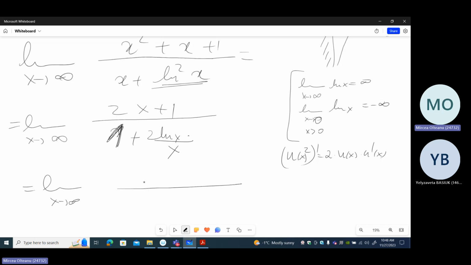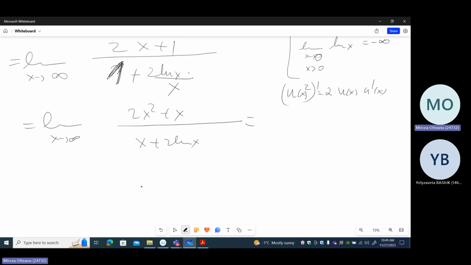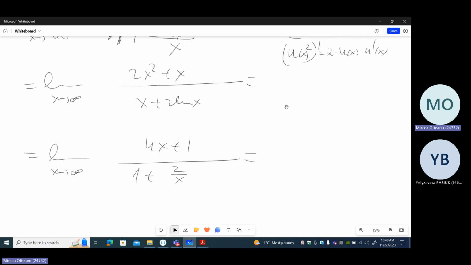I shall put the common denominator, which this one will be below. We have x plus 2 logarithm of x, and above we have 2x squared plus x. This is still infinite over infinite. Don't worry. Apply the L'Hopital rule, and we get 4x plus 1. Below it's 1 plus 2 over x. Well, this time when we replace x by infinite, above we get infinite, below we have 1, so the limit is infinite.